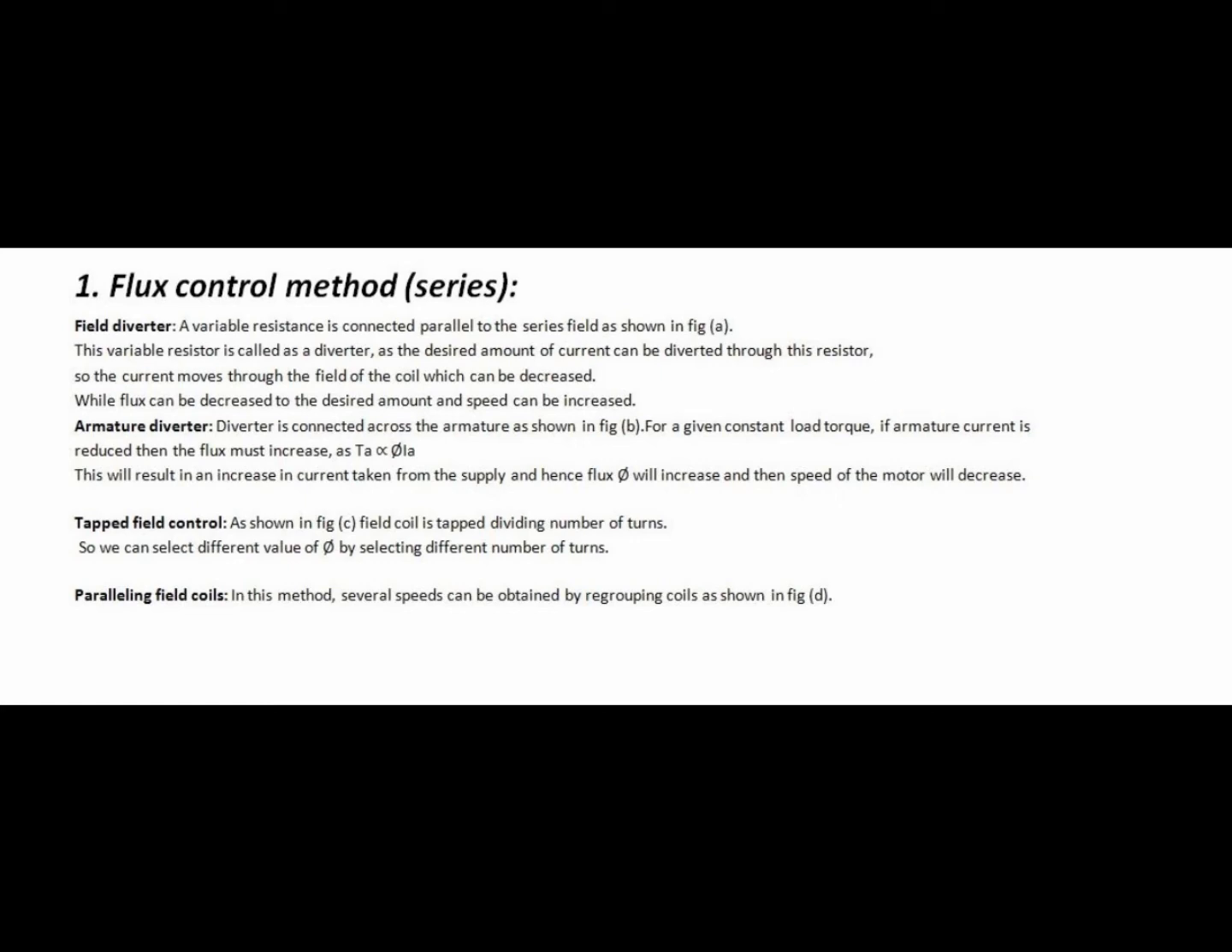Second, armature diverter. A diverter is connected across the armature as shown in figure B. For a given constant load torque, if armature current is reduced, then the flux must increase. This will increase the current taken from the supply, and hence flux will increase, and then the speed of the motor will decrease.